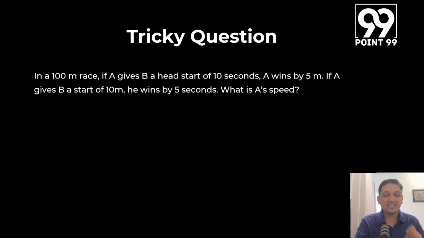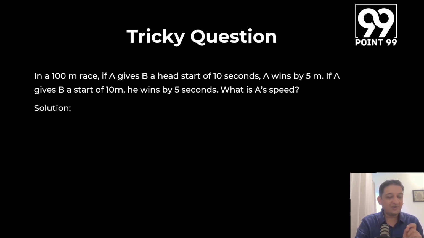Now we will move on to one small tricky question that I had from the concept of races. Think about it like this. It's a 100 meter race. A gives B a head start of 10 seconds and A wins by 5 meters in this case. In the second case, A gives B a head start of 10 meters but still wins by 5 seconds. We have to find out what is A's speed.